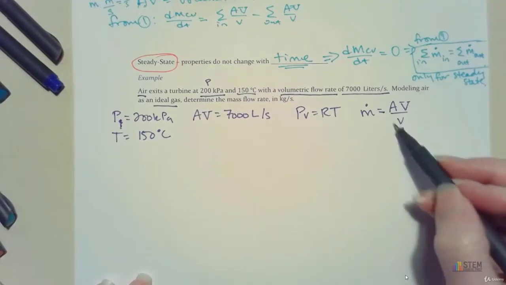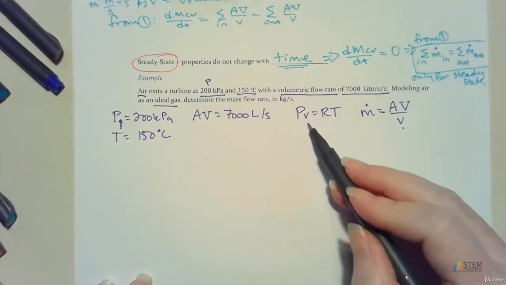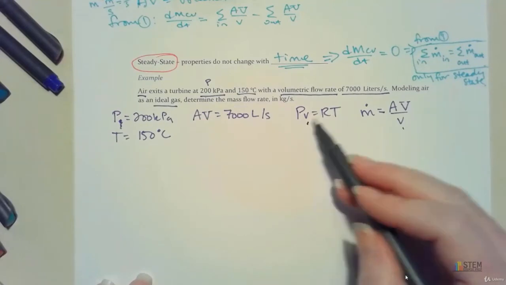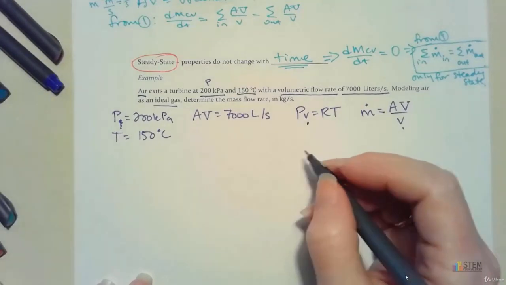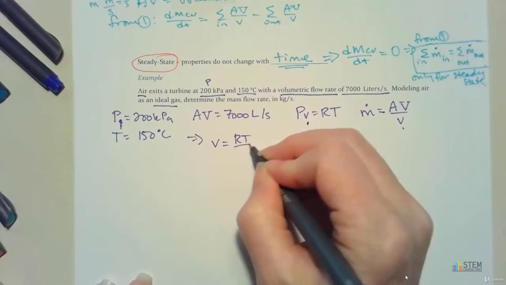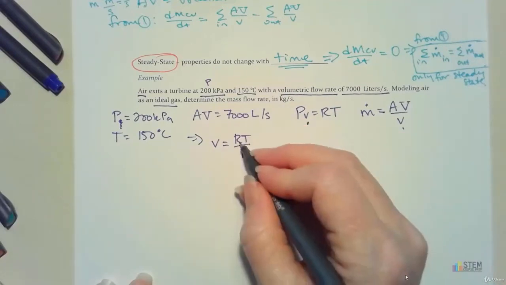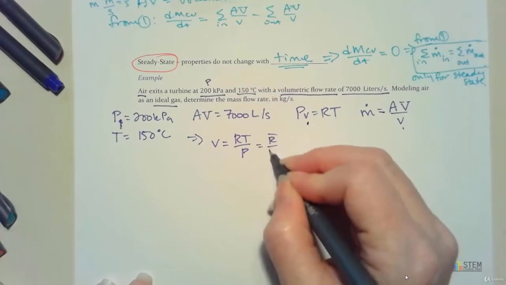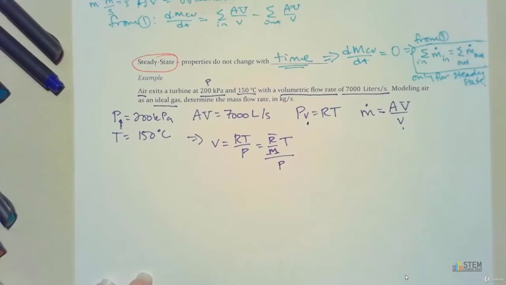We need to have specific volume though in order to find m dot. Notice that is found in here in the ideal gas equation. So let's start with this one. We'll find specific volume using the ideal gas equation. So V is going to be RT over P. And remember, R is R bar over molecular weight. Multiply that by temperature, put that over pressure.